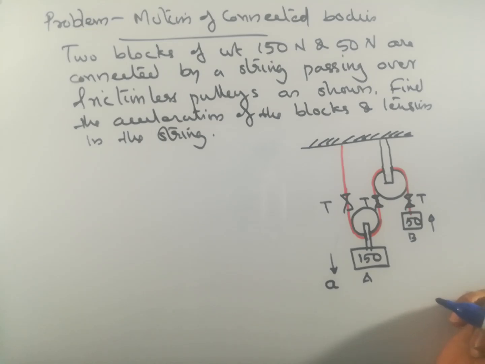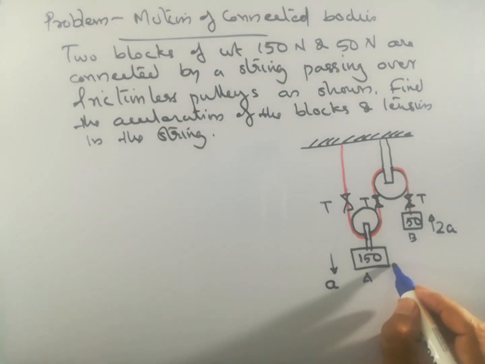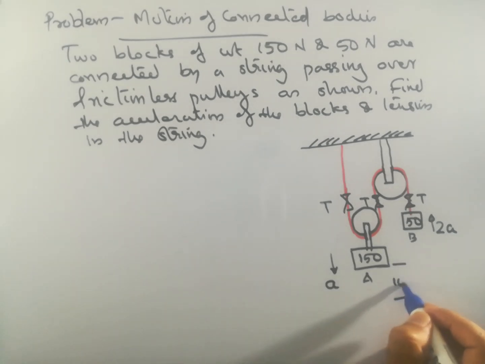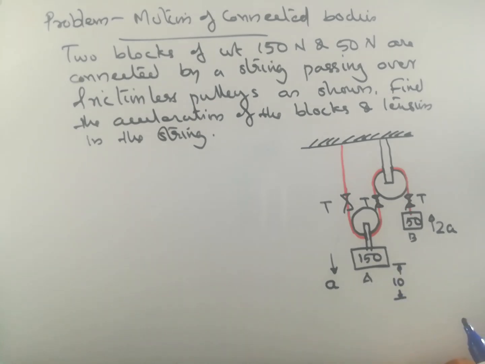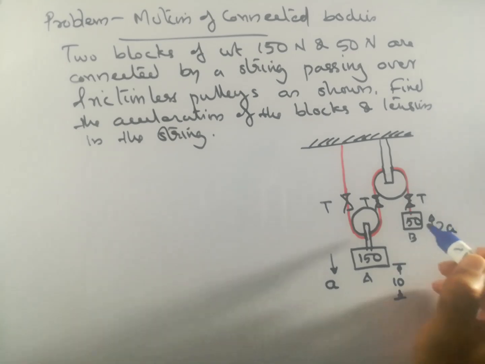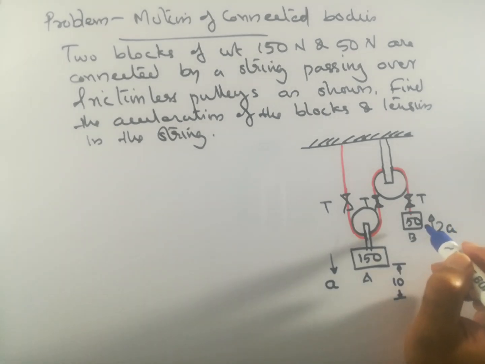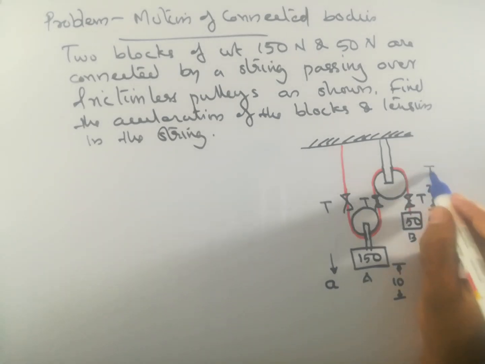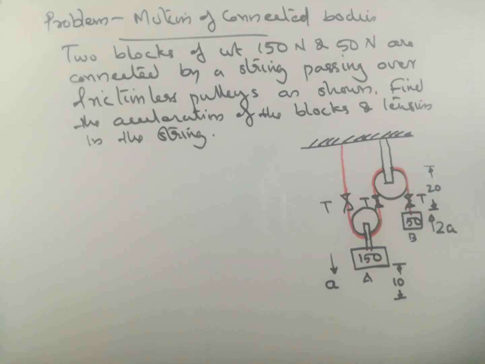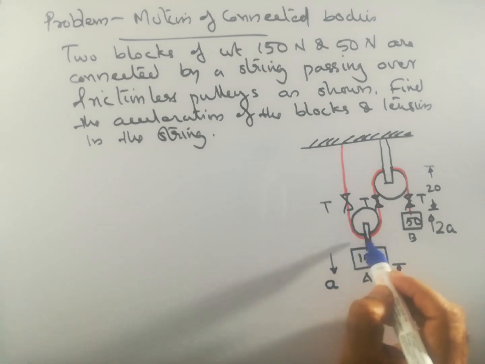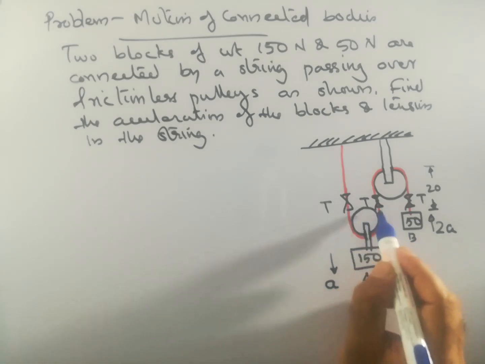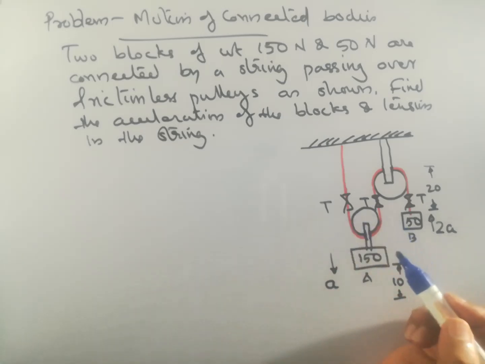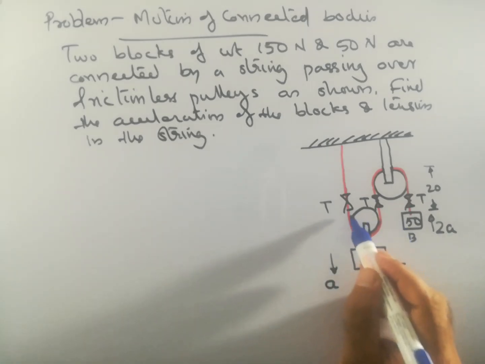Okay, it will be 2a. It will be 2a. The reason is, assume that the block B has moved through 10 centimeters downwards. Okay, then this block, that is 50 Newton block, will be moving upwards by 20 centimeters. It is because for a given movement of this block, these two portions of the string must be moved through the same distance. Then only this will move through that distance.